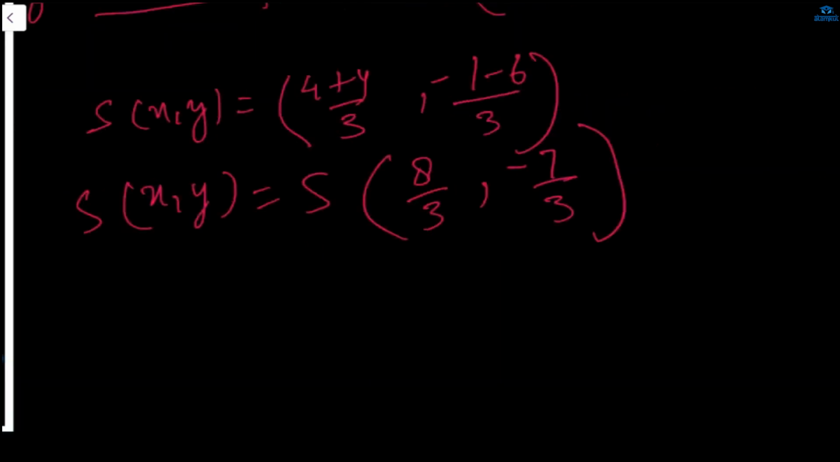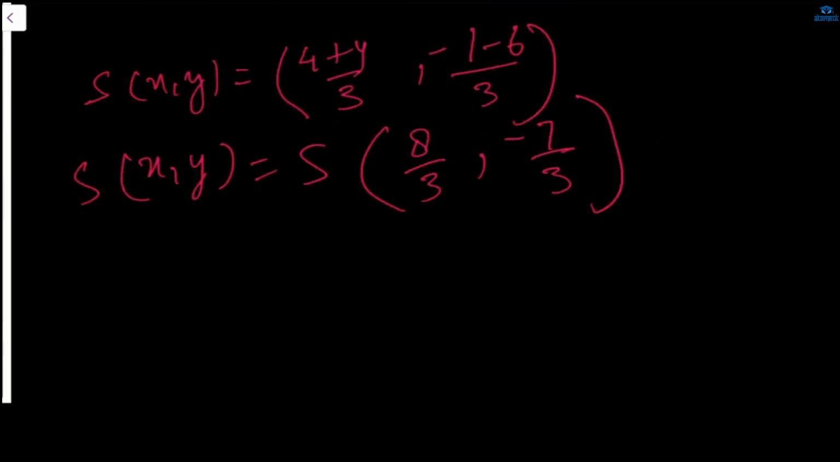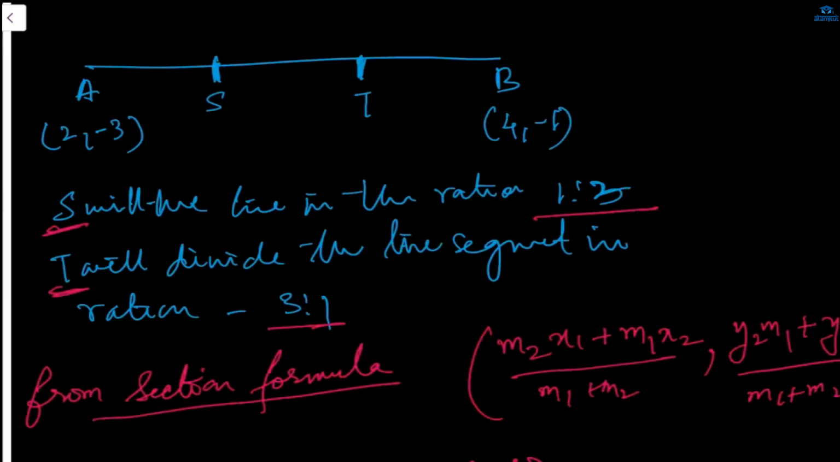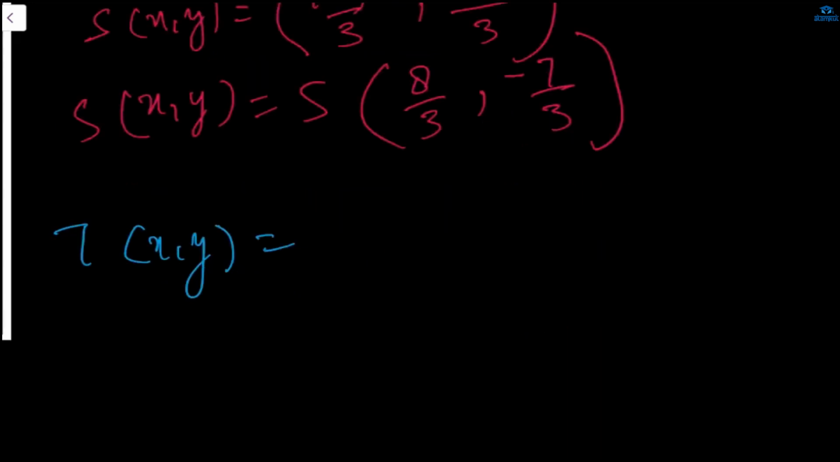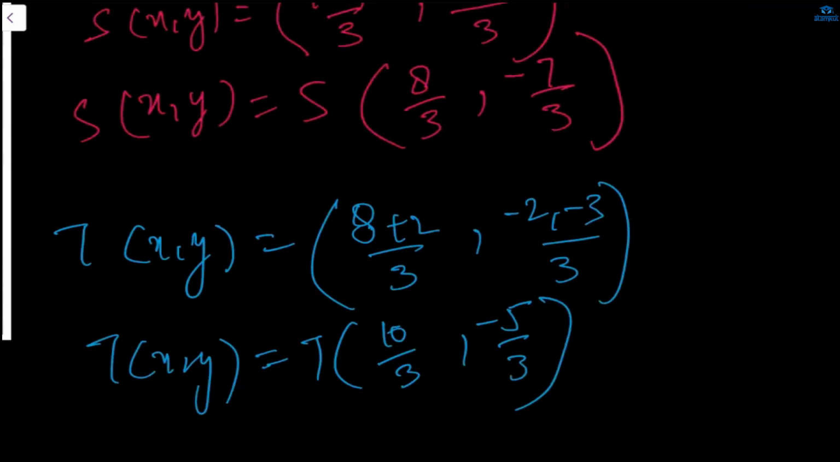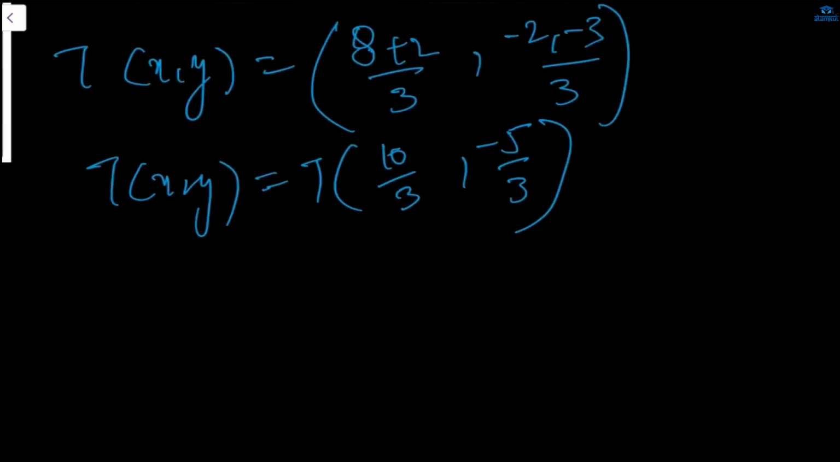And for the T point, T(x, y) will be equal to, the values are 3 and 4, and the ratio is 3:1. So it will be (8 plus 2) upon 3, (-3 minus 2)/3. So T(x, y) is equal to T(10/3, -5/3). Understood? And you have to remember the section formula.